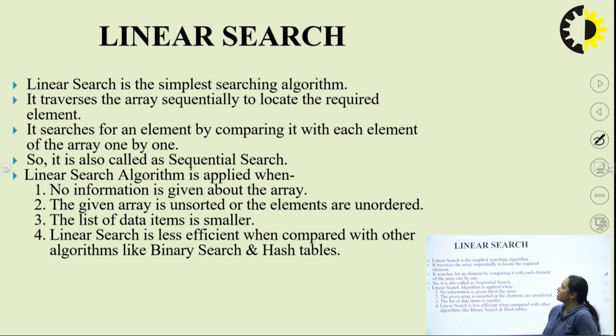First of all we will discuss linear search. Linear search is one of the simplest and easiest techniques in which the user inserts the data and compares each and every element one by one, that is in a sequence. It traverses the array sequentially to locate the required element. Whenever we input data within the system, the system searches for the element one by one, comparing each and every element present within the list.